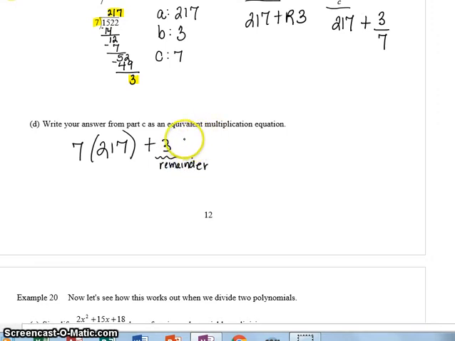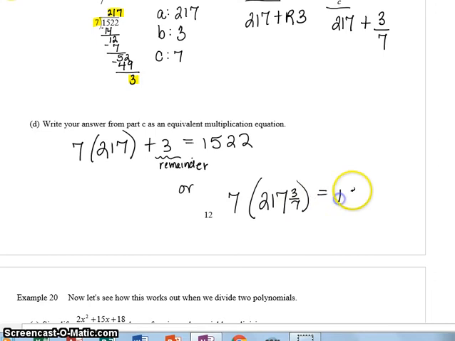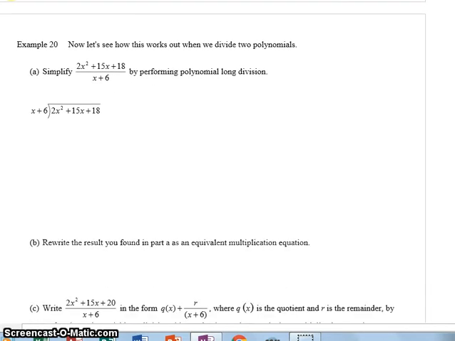And that would result in our 1,522. Okay? Or another way you can write it, it's 7 times 217 and 3 sevenths. And that would result in 1,522. All right, example 20.